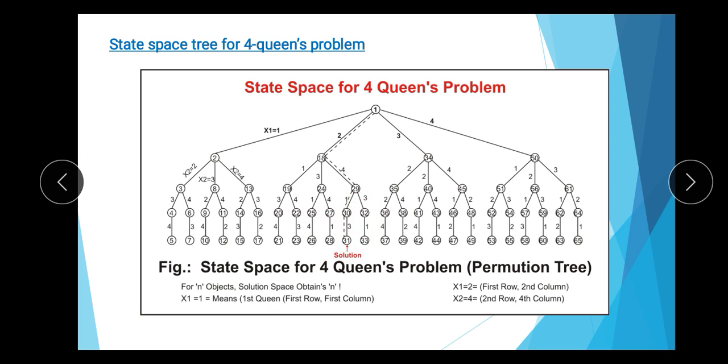So this is our solution, that is the 31st state node in the state space tree, which shows the solution for the 4 queens problem. So we have placed our queens in the first row, second column, in the second row, fourth column, in the third row, first column, and in the fourth row, third column. In this way we have safely placed our queens on the chessboard, which is shown with the help of the state space tree.